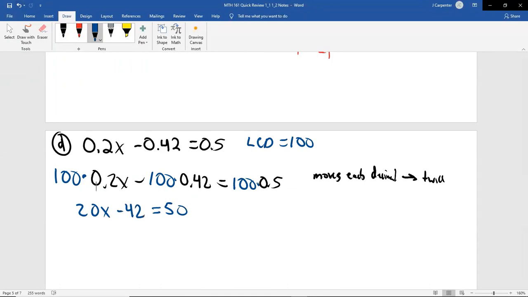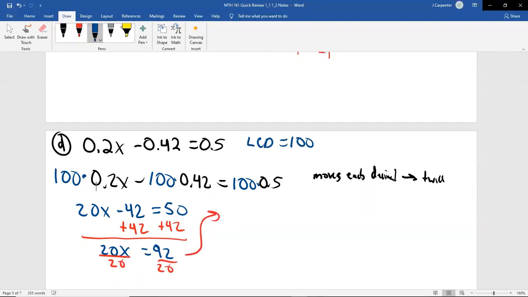Now we're on step 3. We're adding and subtracting things on both sides to move them. The only thing we need to move is the 42. The opposite of minus is plus, so we add 42 to both sides, which will give us 20x is equal to 92. We're at that 4th step, divide by the number with the x, because that's multiplication. To undo that, we divide. So we divide both sides by 20.